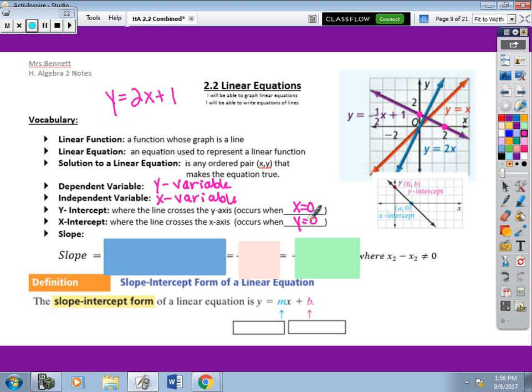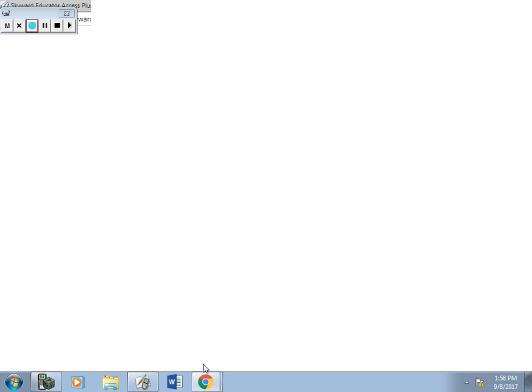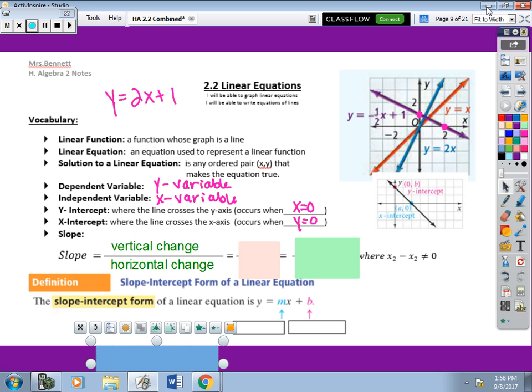And then we learned in Algebra 1 three formulas for slope. The first one we don't really use that much, but I'll put it up. It's the vertical change over the horizontal change. But instead of that one, we usually use rise over run, right? Those are the same things. That's how much you rise up, how much you run over.